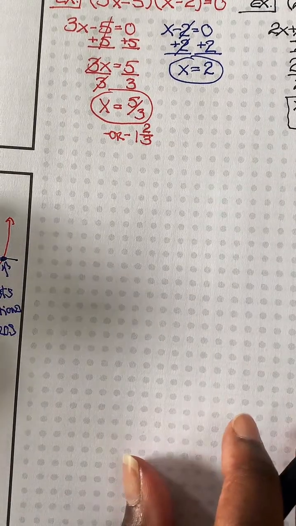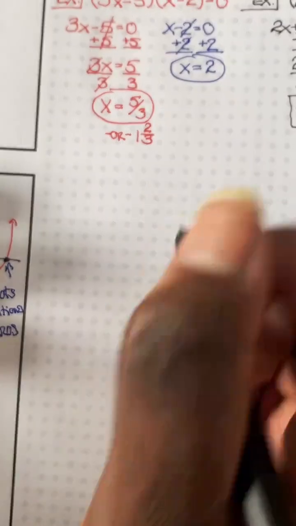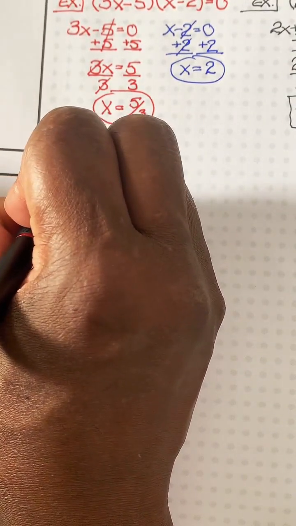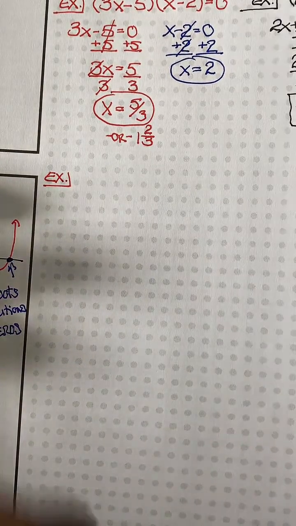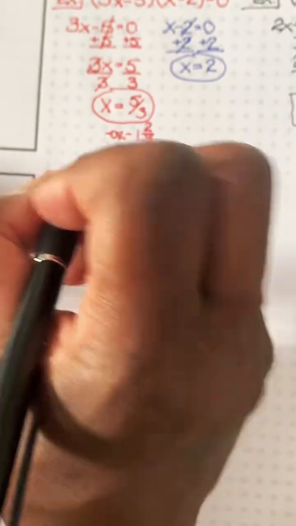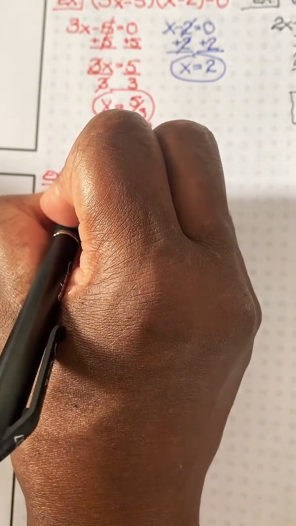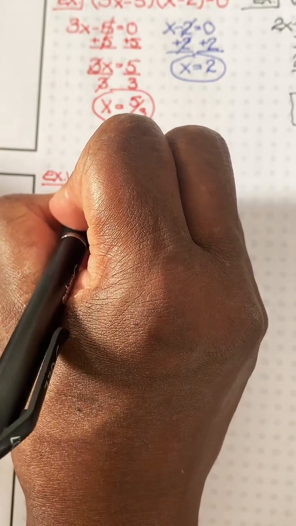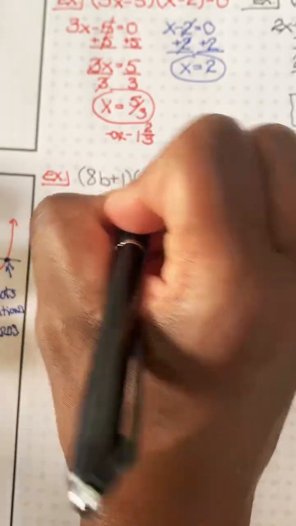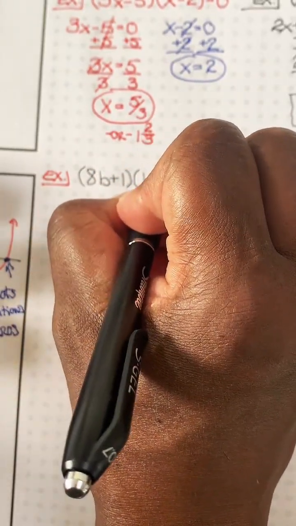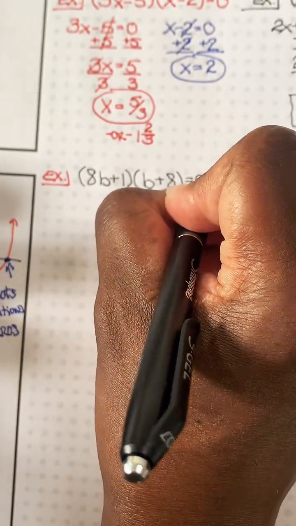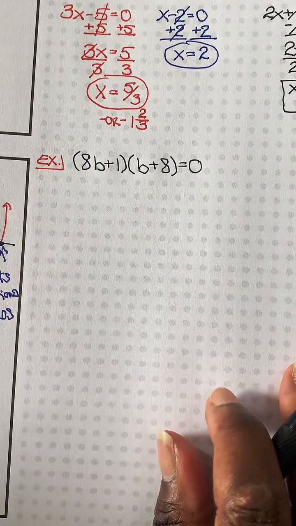Okay, so one more. Let's see if we can get this. I thought I had a different color one in there. Okay, let's try this. So we have 8b plus 1 times b plus 8. So watch your signs and try to solve for that.